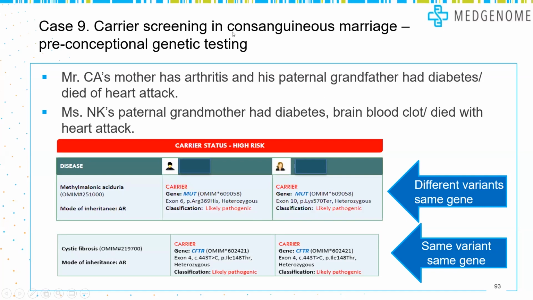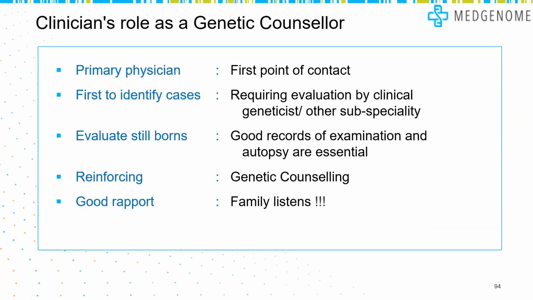So it is not always 100% that being a consanguineous marriage, you are going to get the same variants in both the alleles. So here there is the same variant and same gene. So CFTR, exon 4, same variant. So mostly we think that it is always, if there is consanguinity, both of them should be carriers of the same variant. But we have seen many cases in which they may be carriers of different variants in the same gene. So it becomes very significant to inform them about this.